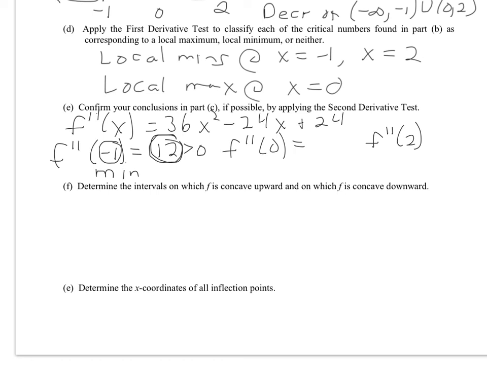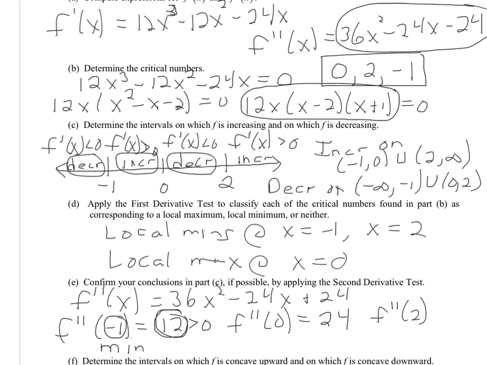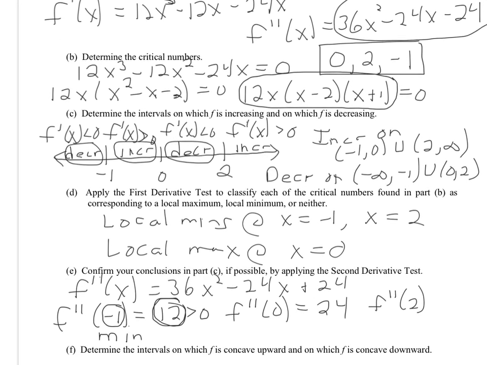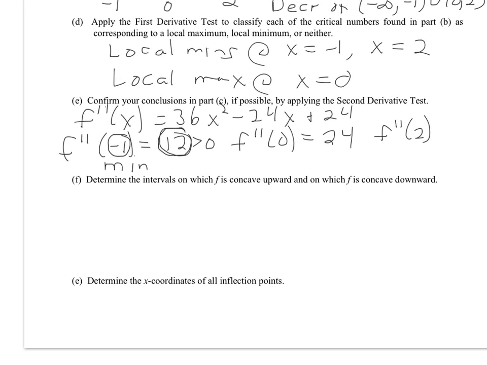If we plug 0 into the second derivative, we get 0 minus 0 plus 24. That's obviously 24. Let's see, did I copy that down correctly? Oh no, I'm sorry. The second derivative is 36x squared minus 24x minus 24. Well, that changes things, doesn't it? I'm sorry. That's a negative, not a positive. My mistake.